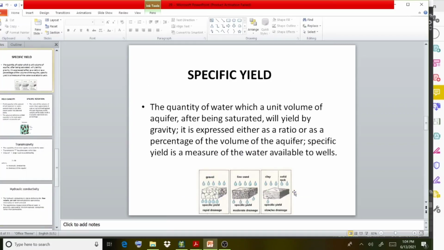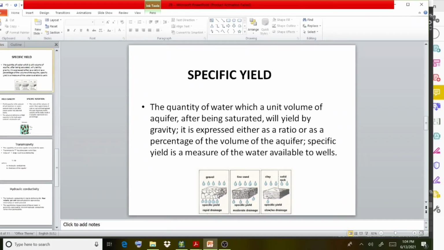Then another important term, that is specific yield: the quantity of water which a unit volume of aquifer, after being saturated, will yield by gravity. It is expressed either as a ratio or as a percentage of the volume of the aquifer. Specific yield is the measure of water available to wells. From this diagram you will get some more clarity.